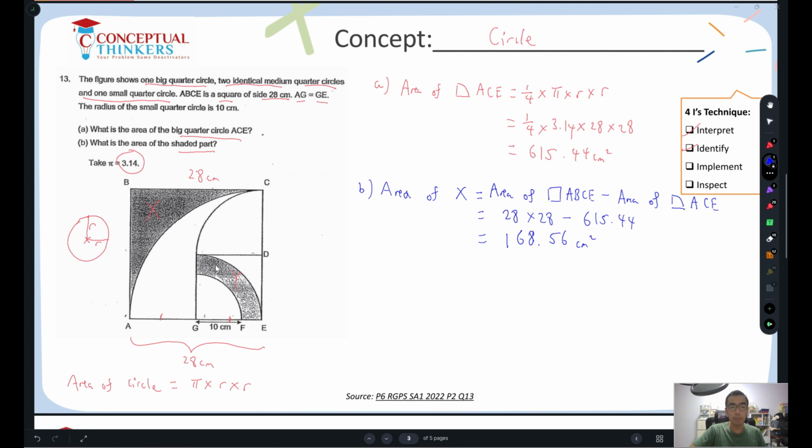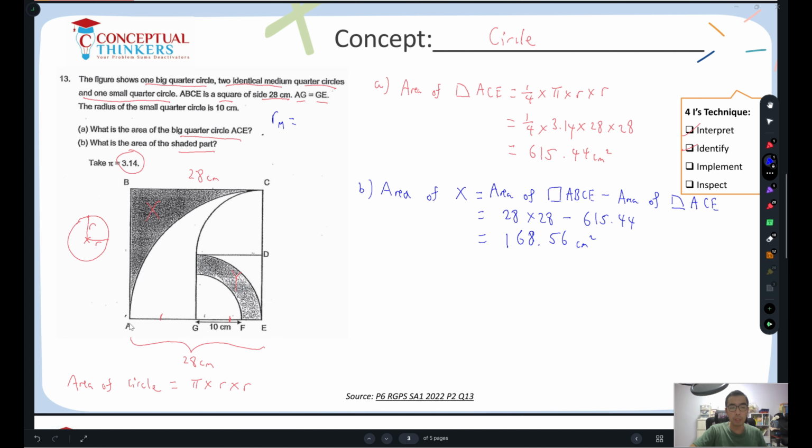Okay, now we need to find this y. So to get the area of y, you need to find the area of this medium quarter circle. Then we minus away the area of this small quarter circle. First thing I will do is find the radius of the medium quarter circle. So GE is the radius and GE is equal to AG, right?